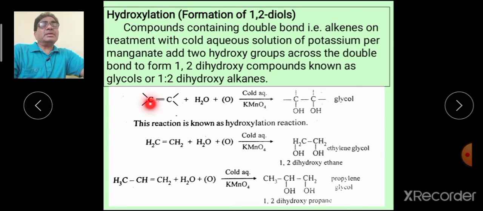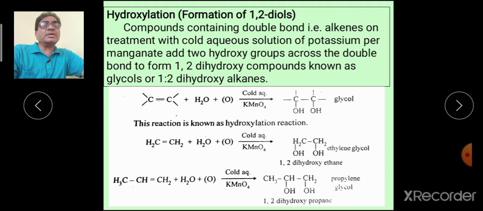Okay, here the alkene compound reacts with water in presence of cold aqueous potassium permanganate. These two hydroxy groups are added, giving a 1,2-diol, glycol. The reaction is called hydroxylation.